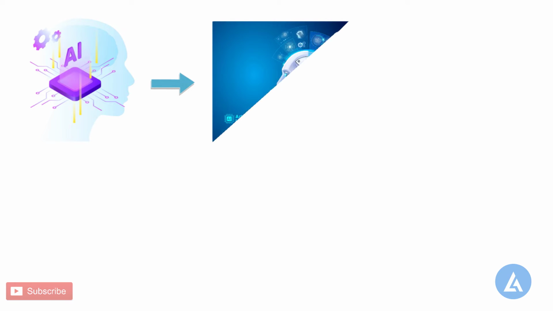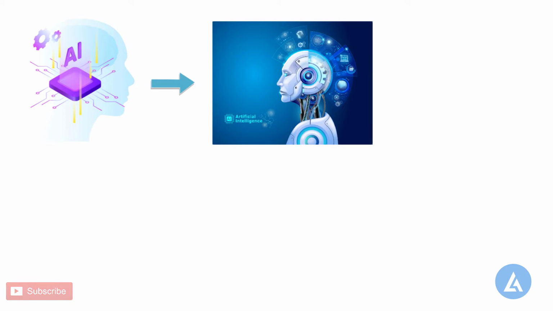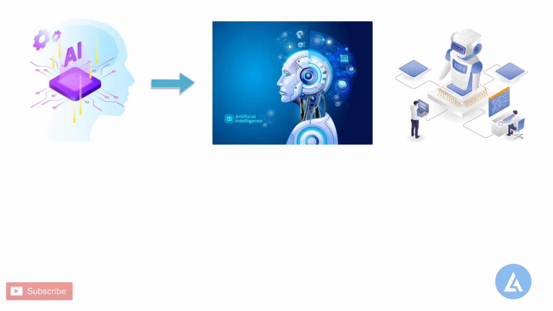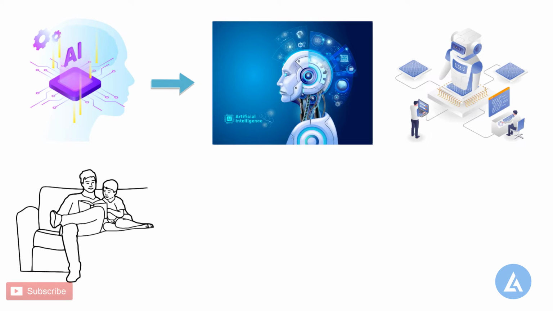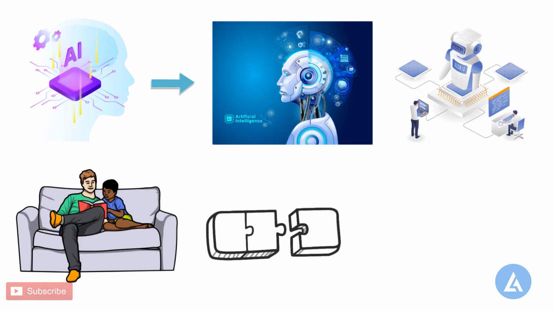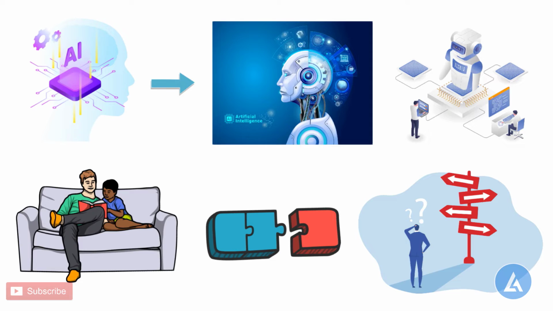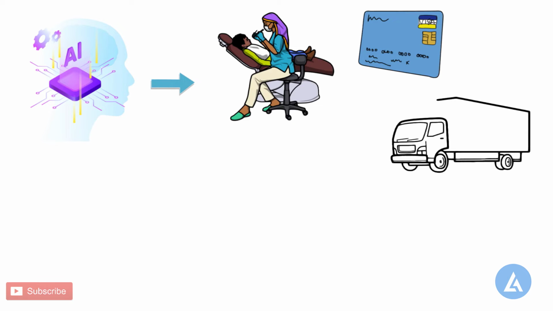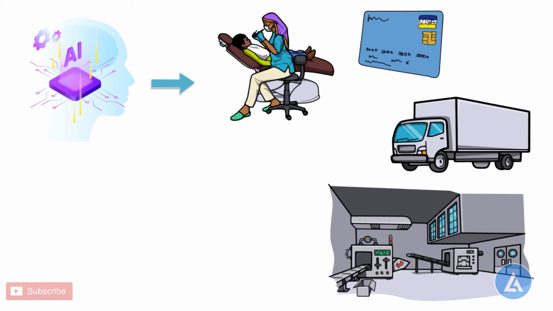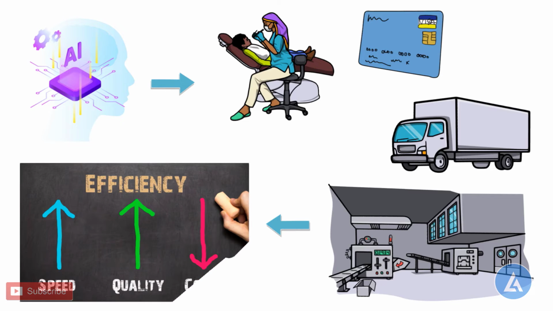Artificial intelligence is a branch of computer science that focuses on creating intelligent machines that can simulate human intelligence and behavior. Artificial intelligence performs tasks that usually require human intelligence, such as learning, problem solving, and decision making. Artificial intelligence is used in various industries, including healthcare, finance, transportation, and manufacturing, to improve efficiency, accuracy, and decision-making capabilities.